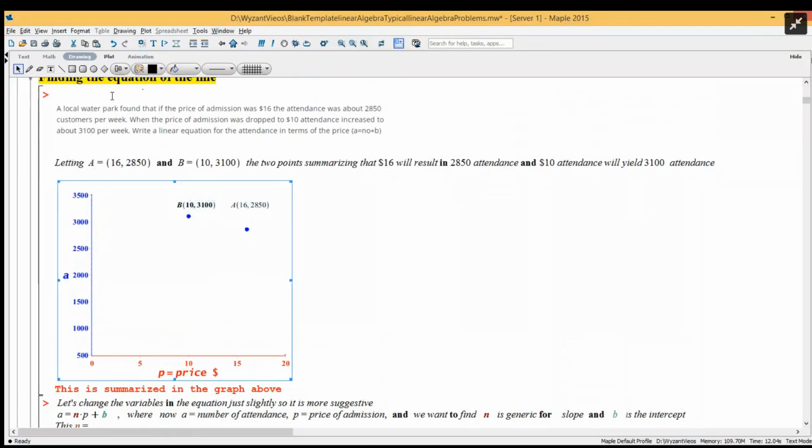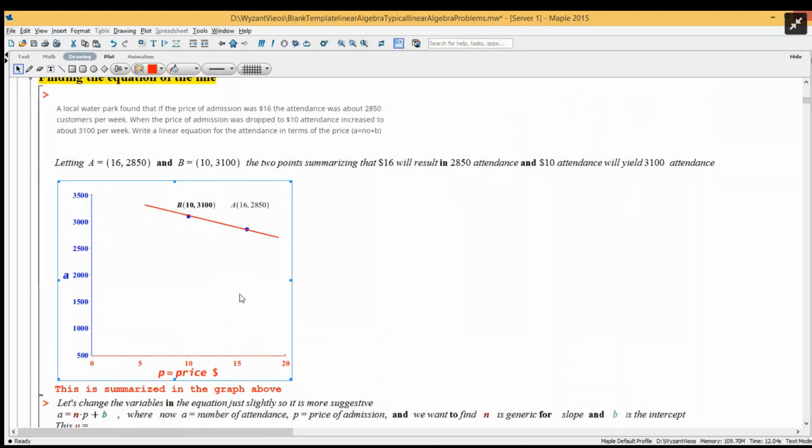And the problem is just to find the equation of this line that goes through these 2 points. So that is this line right here. It extends a little bit in both directions. Doesn't really matter. And we'll give it a little color. Okay. So what's the equation of the line?